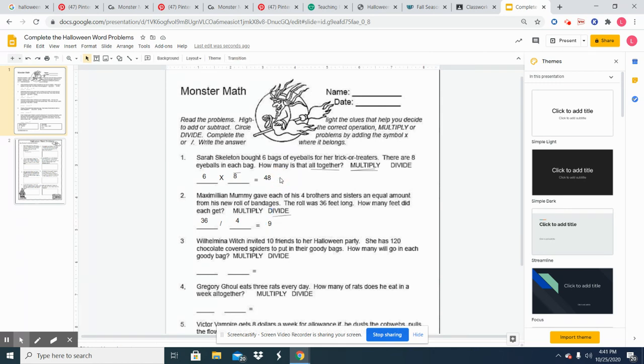And I forgot to tell you that you should also, I'm going to extend this text box, you should put the units. How many is that altogether? And the unit up here is eyeballs. So 48 eyeballs. Down here, the unit would be feet. 9 feet long.